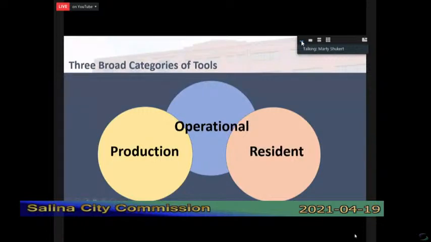One category deals with production, with things that in one way or another encourage or reduce the risk of the actual physical construction of housing. The second are operational. So these are subsidies at the back end that are related to the operating gap that we talked about a little bit earlier. That is filling the shortfall between operating revenues and fixed costs. And finally, resident tools that are really focused on the people who wind up living in the unit after it's built. So these things are related.